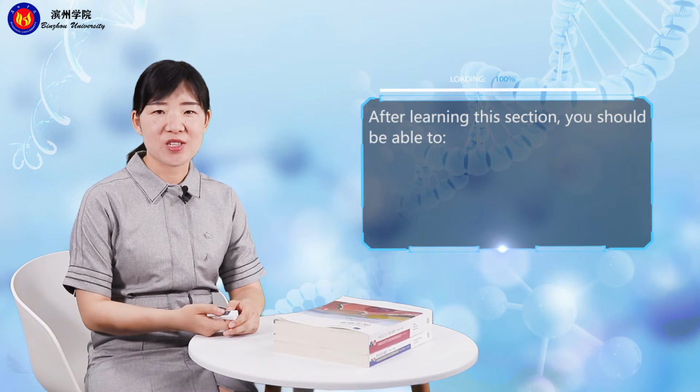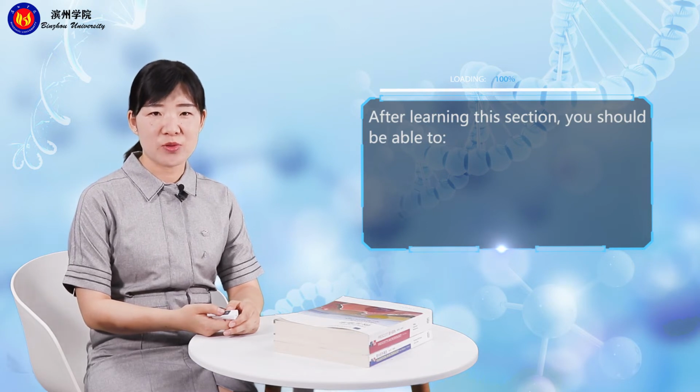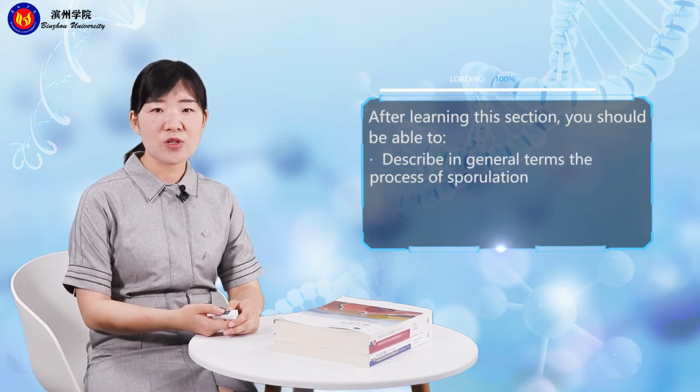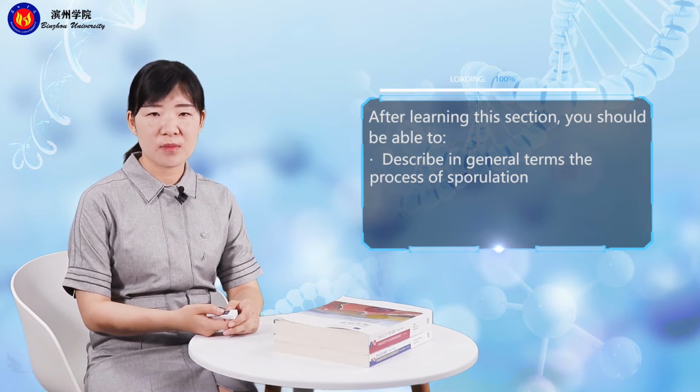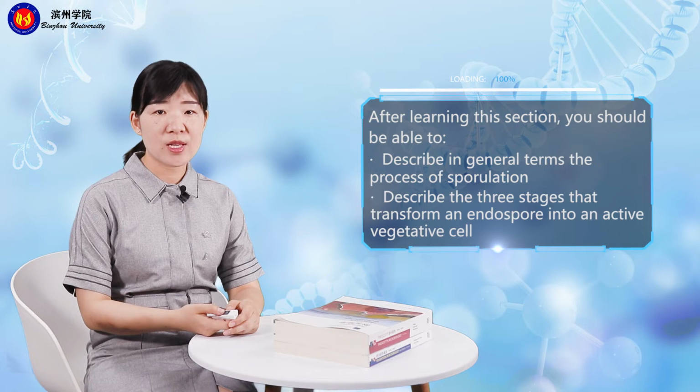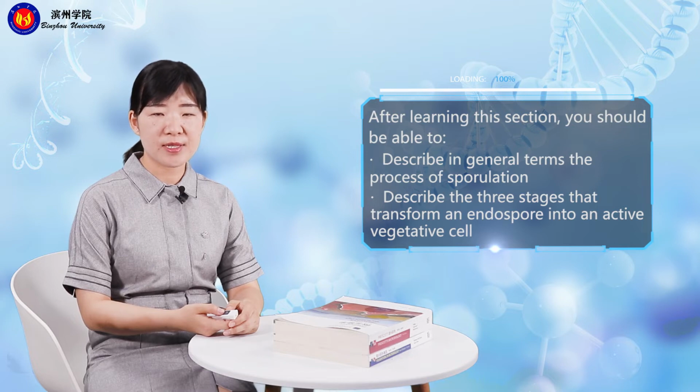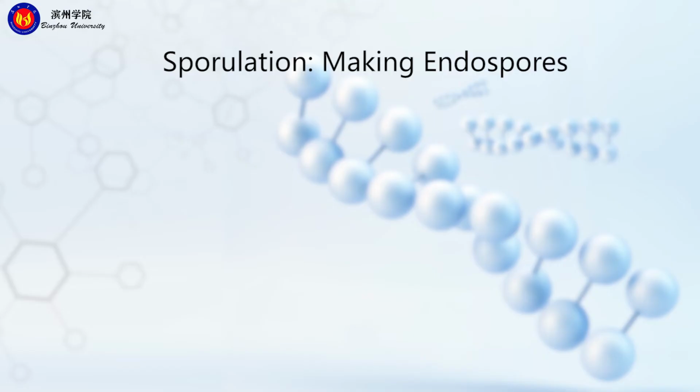After learning this section, you should be able to describe in general terms the process of sporulation. Describe the 3 stages that transform an endospore into an active vegetative cell. Sporulation is the process of making endospores.